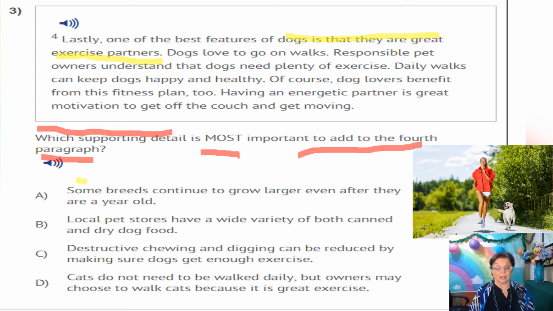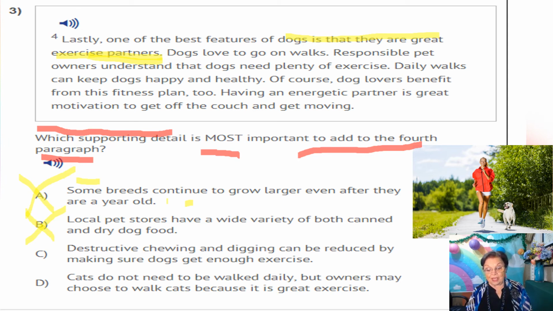Let's read our choices. Some breeds continue to grow larger even after they are a year old. What? Does it even say that in the paragraph? No. If it doesn't even say it in the paragraph, eliminate it. Local pet stores have a wide variety of both canned and dry dog food. This whole paragraph is about exercising with your dogs. It does not say anything about dog food. So what are we going to do? Right, eliminate it.